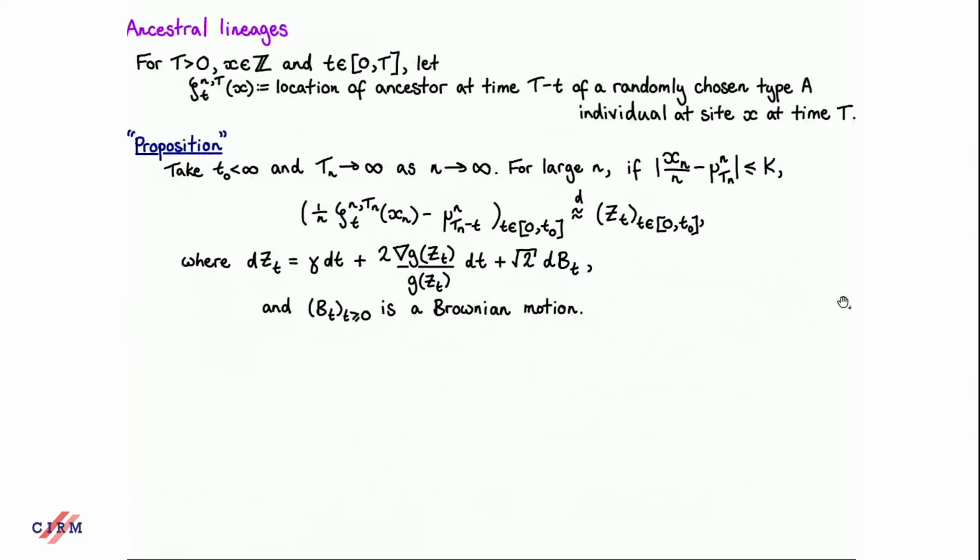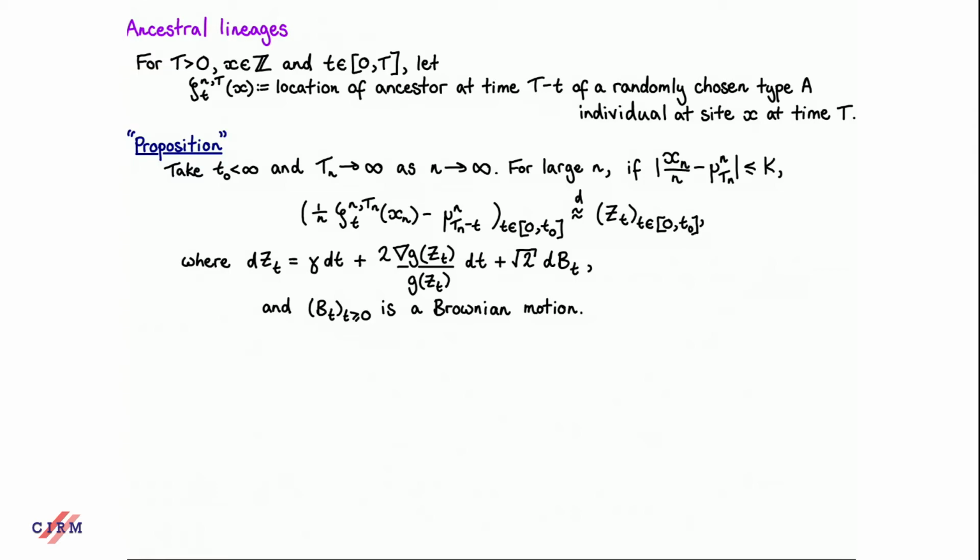So we're going to take a positive time capital T and a site x in the integers and a little t between 0 and capital T. And let's let zeta n capital T little t of x be the location of the ancestor at time capital T minus little t of a randomly chosen type capital A individual at site x and at time capital T. Or in other words, at time capital T at the site x, I choose a type capital A individual uniformly at random from the individuals at that site at that time, and I trace its ancestry back for a time little t to get to time capital T minus little t. And I ask where in space is this ancestor.